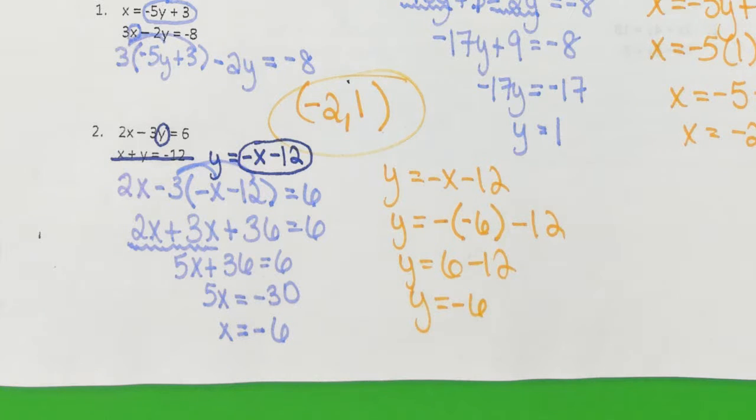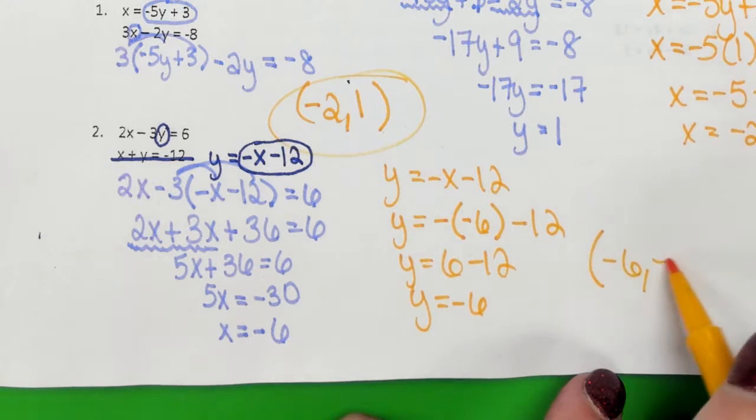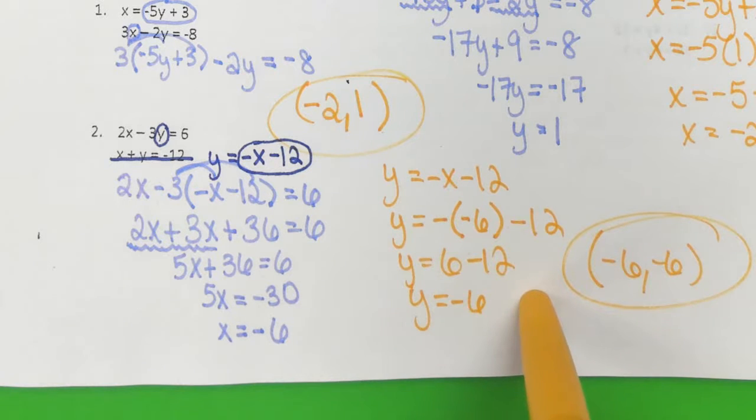Y'all okay with that? All right, so what's my ordered pair? So if I were to graph that, what would happen right there? They would do what? Intersect right there. And so what would we call that if they intersect, if they have one solution? Consistent and independent. There you go.